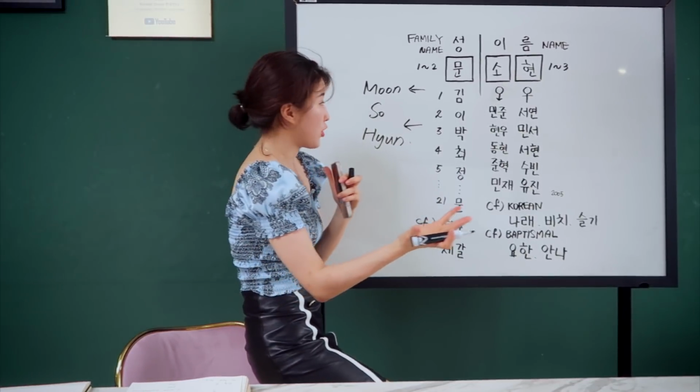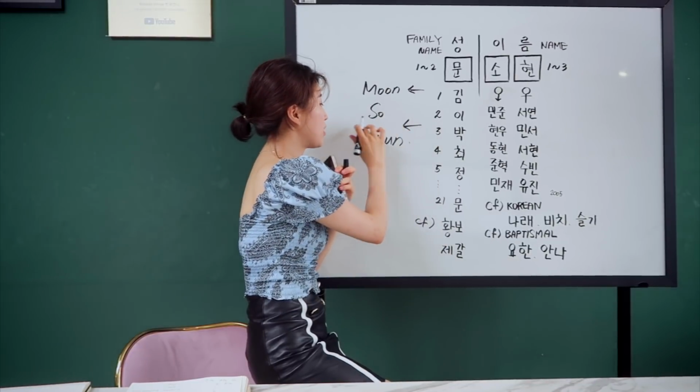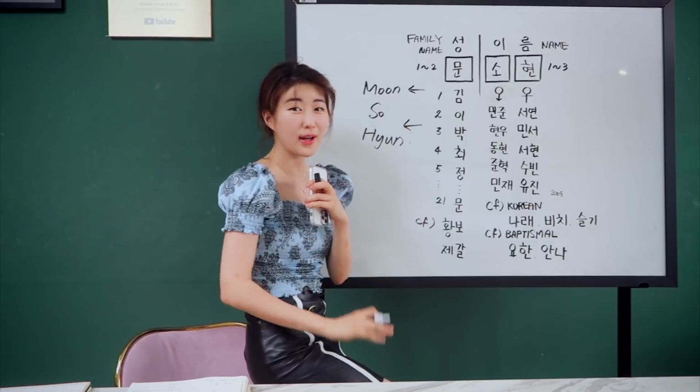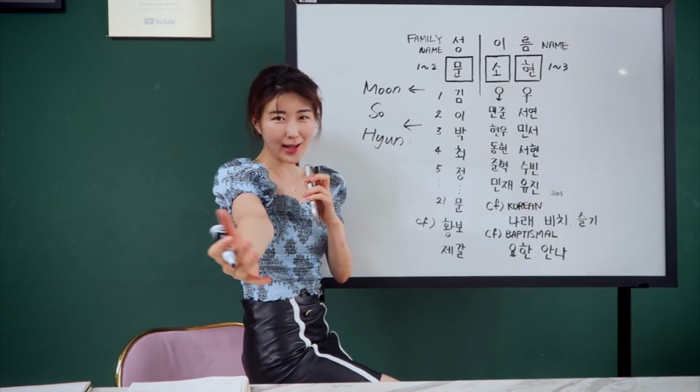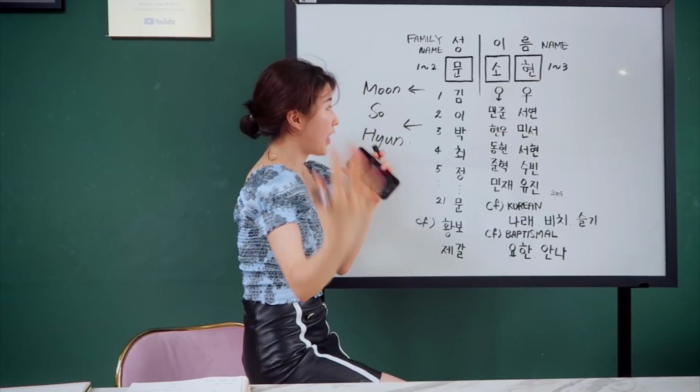But I went to America and in my passport, there's a space between So and Hyun. So people think So is my middle name and Hyun is my name. But in Korean names, 2 syllables, this is the name. And the first one, last name.